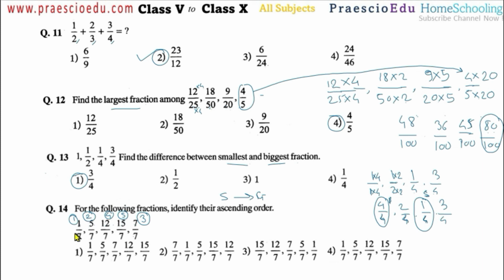So first 1 by 7 is given here, not given here, given here also, so option number 3 and 2 are incorrect, only option number 4 and 1 remain. Then after this one, 5 by 7, which is given here and here also. After this one, 7 by 7 means order number 3, so here 7 by 7 is given, here 12 by 7 is given, so this is incorrect. Now only option number 1 remains. After this one, 12 by 7 is in order number 4, and then 15 by 7, which means option number 1 is the correct one.